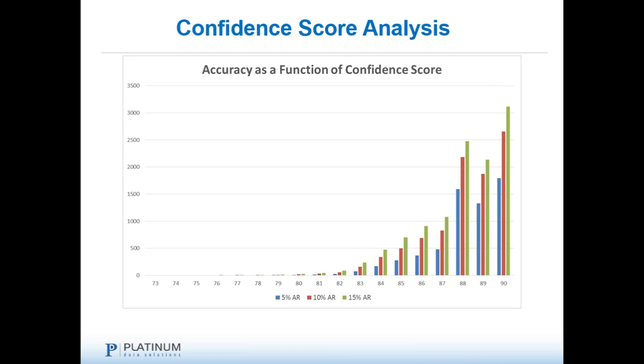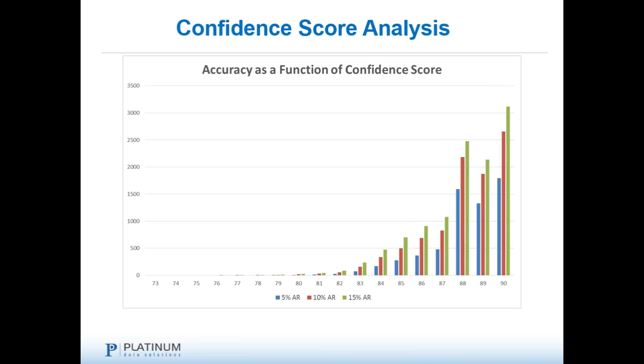The blue bars represent the 5% accuracy rate, and that's simply the percentage of observations that occur between -5 and 5%. The red bar is a 10% accuracy rate. That's the number of observations that occur between -10 and +10. And then the green is 15, which is -15 to +15.